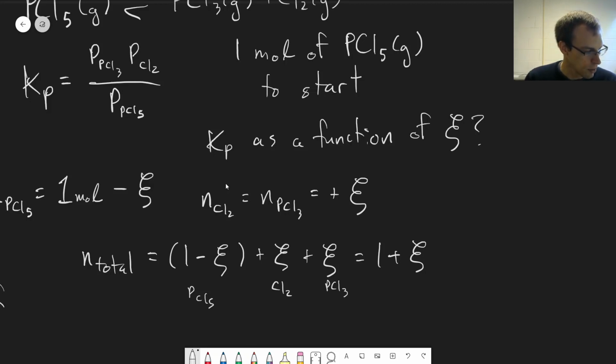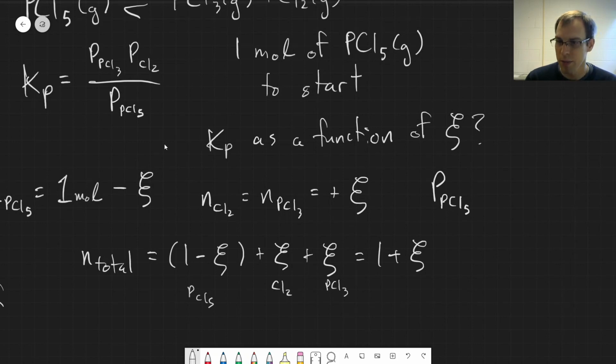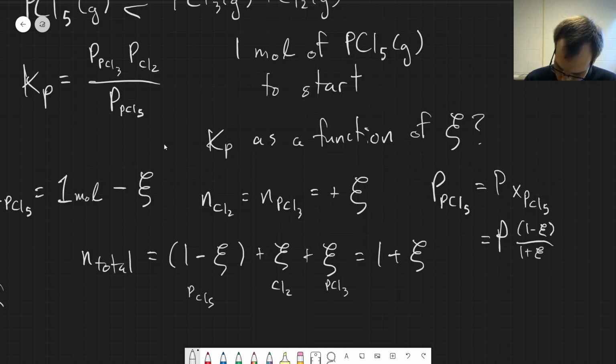Okay. So now we need to use those values of moles to get partial pressures, right? We know that our partial pressure is going to be equal to our total pressure times the mole fraction. So P for PCl5 is going to be equal to our total pressure times the mole fraction of PCl5. And our mole fraction of PCl5 is how many moles of PCl5 we have divided by the total moles. So we'll end up with P times 1 minus xi divided by 1 plus xi. That's just based on our definitions here.